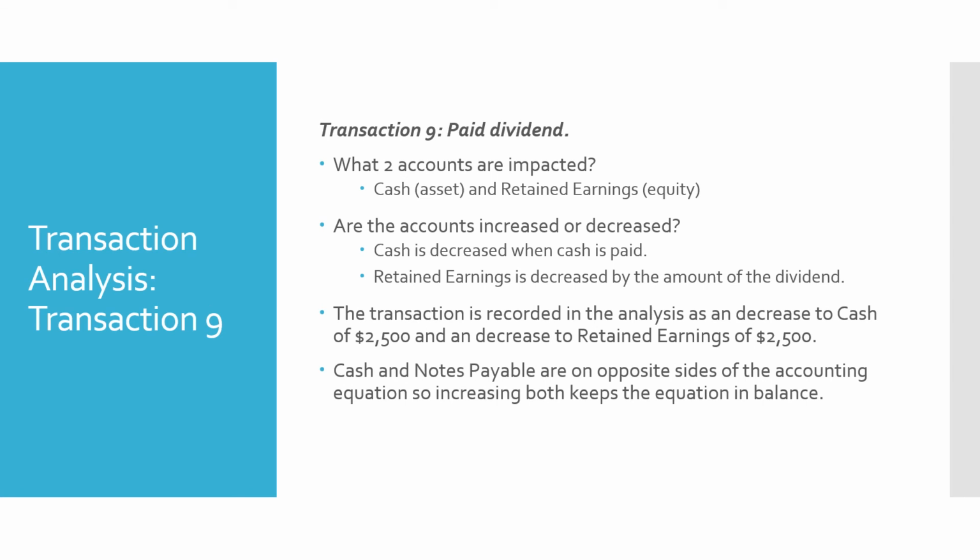Transaction number 9 is that we are going to pay a dividend. There are other types of dividends, but we are going to assume here that this is a cash dividend, so we are paying out cash. And when we pay out cash, cash is going to be decreased. Revenues increase retained earnings, expenses and dividends decrease retained earnings, so the other account that's going to be impacted here is retained earnings. It is going to decrease by $2,500, so we have a decrease of $2,500 on each side of the accounting equation, and our equation stays in balance.